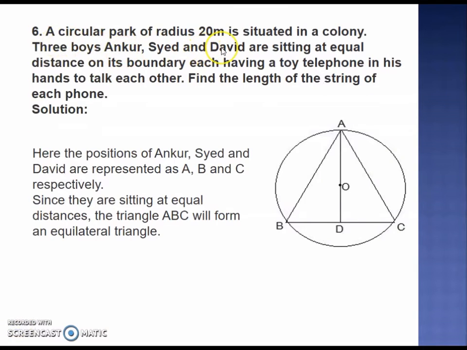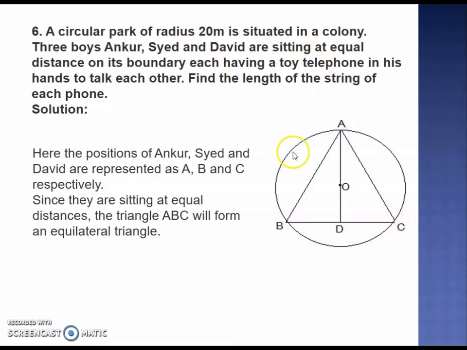A circular park of radius 20 meters is situated in a colony. Three boys, Ankur, Syed and David, are sitting at equal distance on its boundary, each having a toy telephone in his hands to talk to each other. Find the length of the string of each telephone.